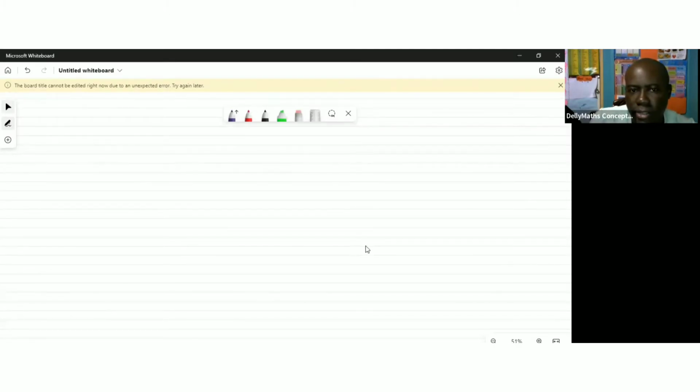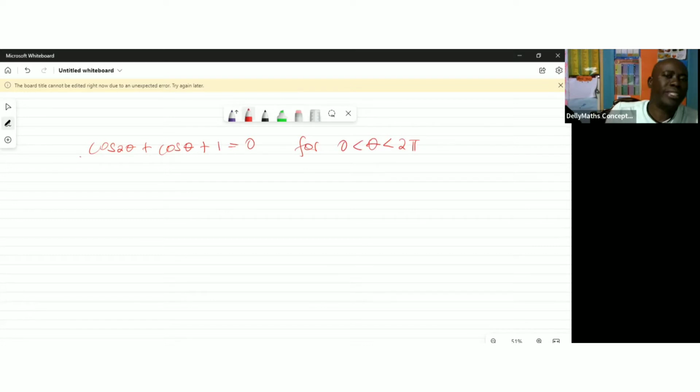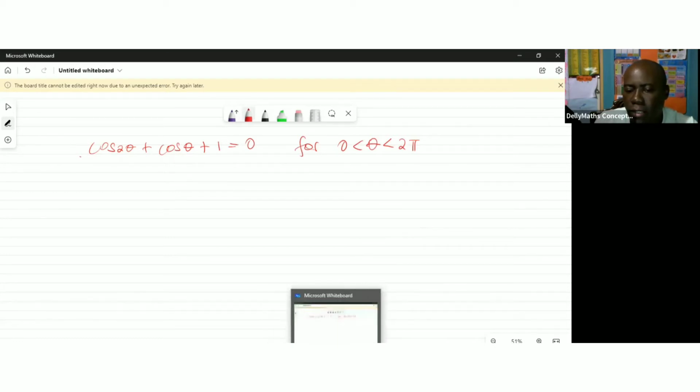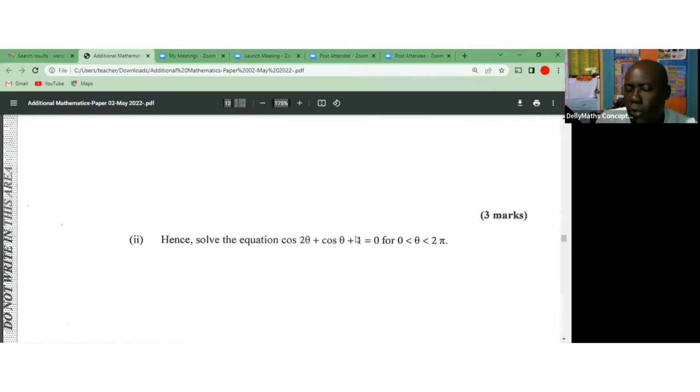So let's write the question. cos 2 theta plus cos theta plus 1 is equal to 0, and we're dealing with where theta is less than 2 pi and greater than 0. It is our intention to solve this. Note that the question says hence, right? Which means that our response to this will be coming from the response we had earlier.